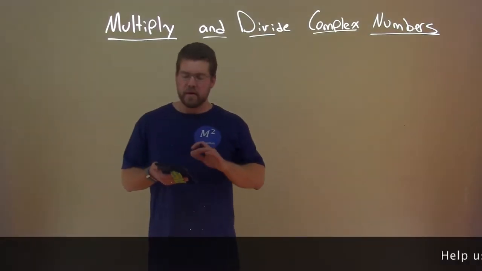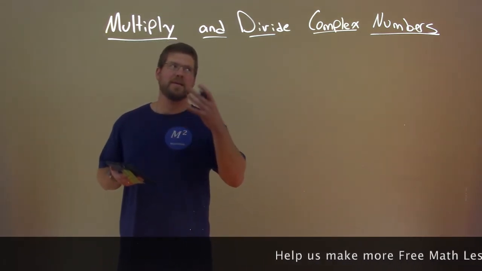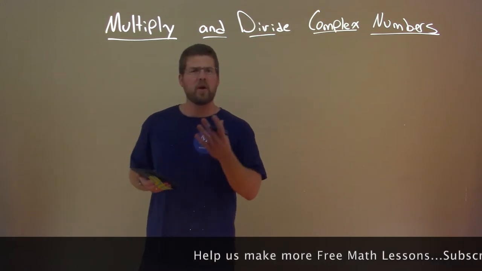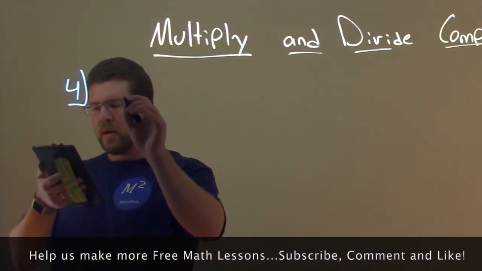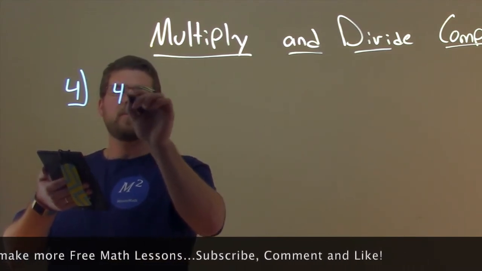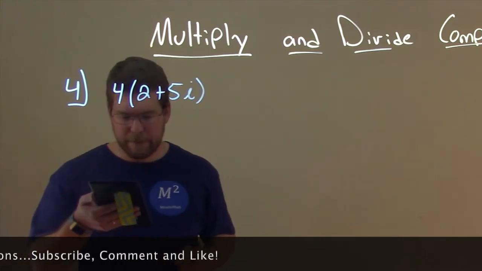So we're going to dive right in with an example. Our first example here is we're going to be multiplying complex numbers, and there are some rules we're going to follow while we do this. So number four. Let's say we want to find the product of 4 times 2 plus 5i, okay?